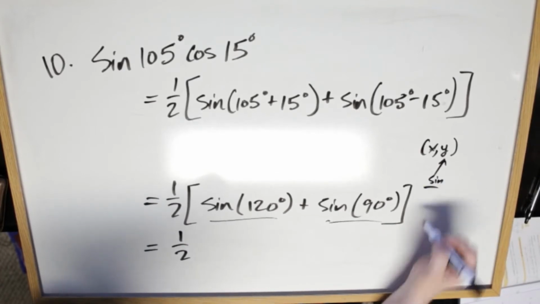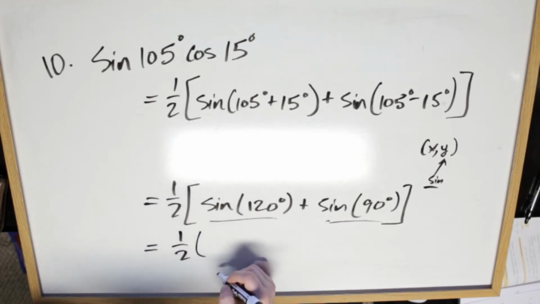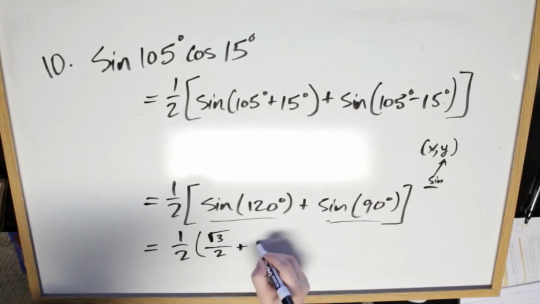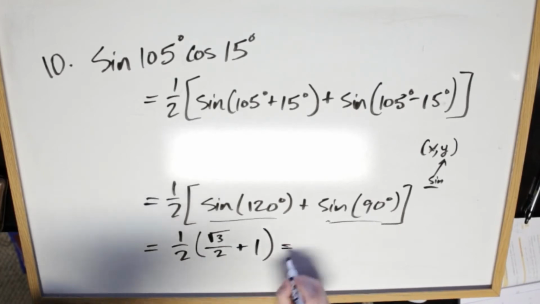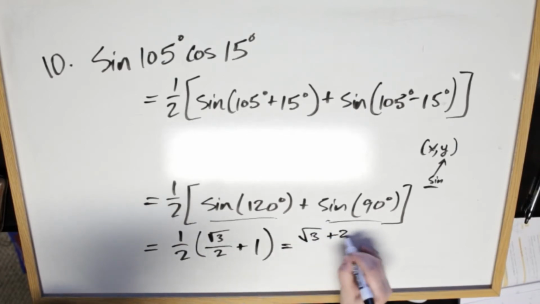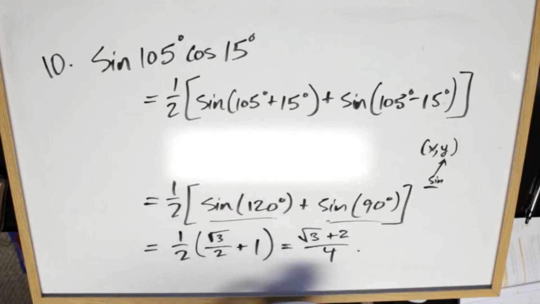Okay, so you can actually find the values. So sine of 120 is just going to be whatever you get. In this case, I've already gotten it. It's going to be the square root of 3 over 2, and then sine of 90 is going to be 1. So this is the same thing as the square root of 3 plus 2 all over 4 when you multiply it all out. So that's our final answer. All right, let's go ahead and move on to the next question.